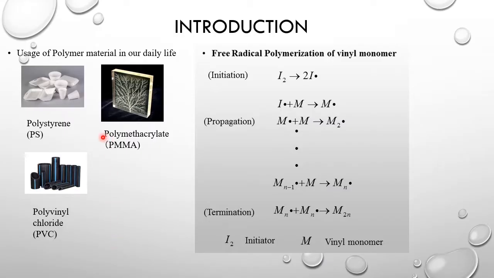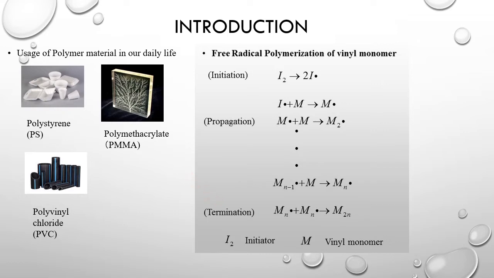Polymers commonly can be found and used in our daily life. For instance, polystyrene, polymethacrylate, and polyvinyl chloride. These polymers commonly synthesize via free radical polymerization, which involves initiation, propagation, and termination steps. During the polymerization process, free radicals are formed from molecules in initiation. Afterward, those free radicals will bond together to form monomers in propagation. Then the polymerization will stop in termination when the long chain of polymer is formed.